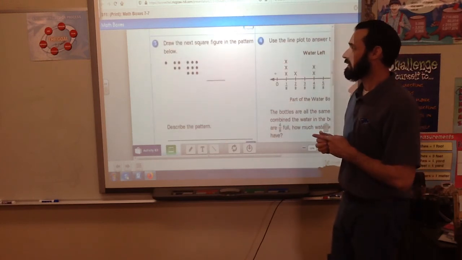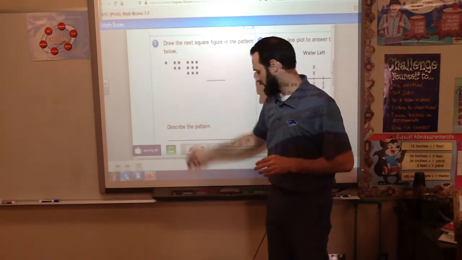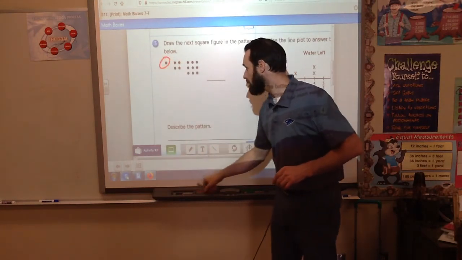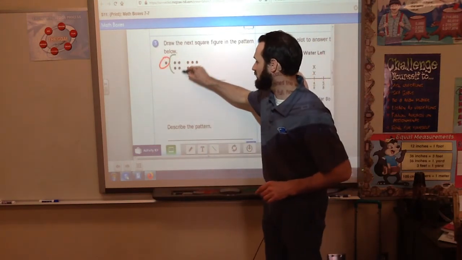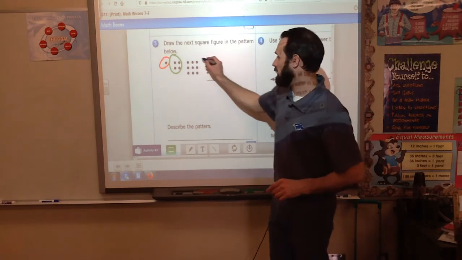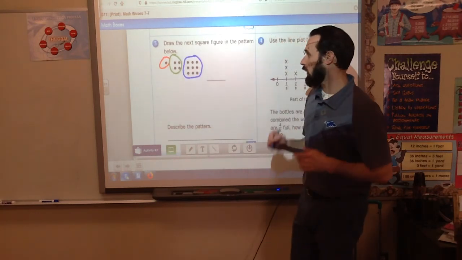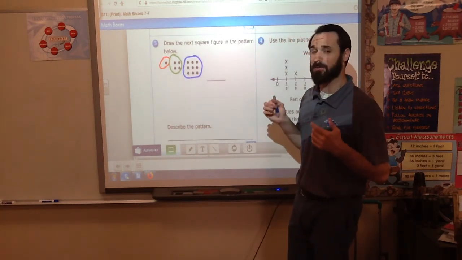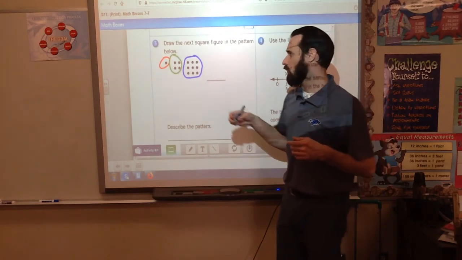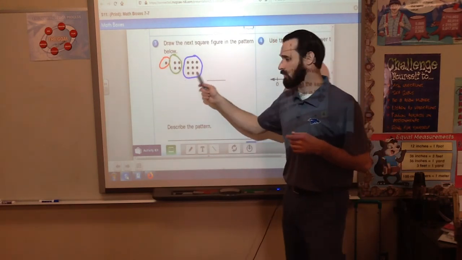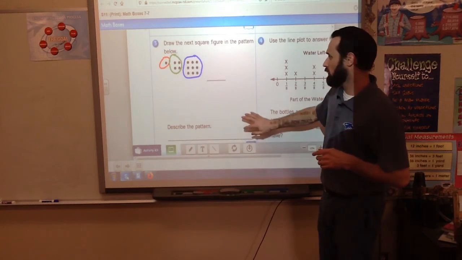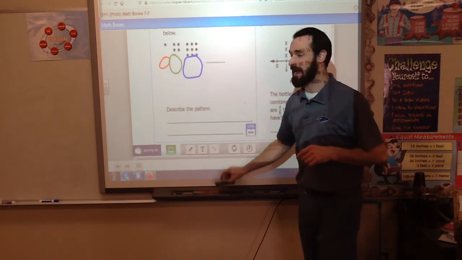Down here, what you need to do is understand that this is the first step. This is what it looks like in step 2. This is what it looks like in step 3. What is it going to be? Think about the array that it makes. What is this array? What's that array? What's this array? And then also, don't forget down here to describe the pattern, what's happening.